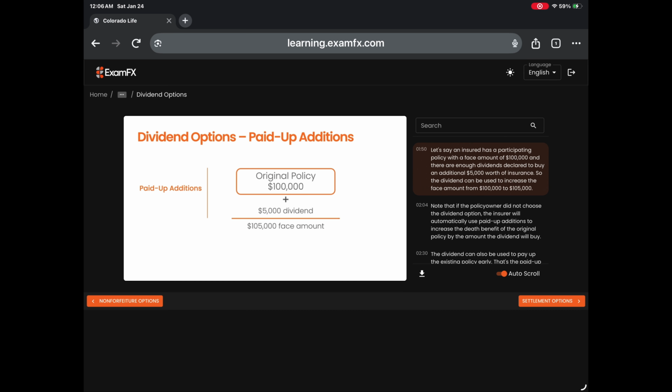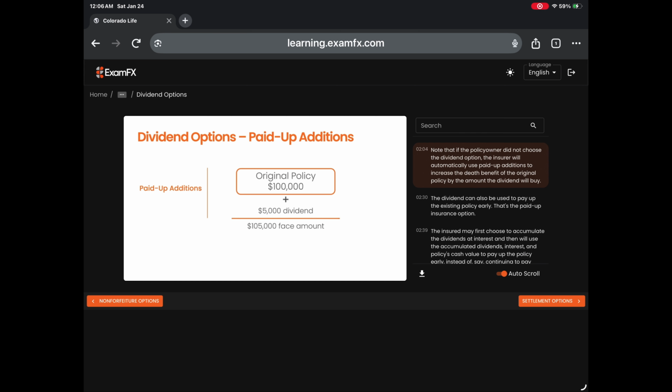Let's say an insured has a participating policy with a face amount of $100,000, and there are enough dividends declared to buy an additional $5,000 worth of insurance. So, the dividend can be used to increase the face amount from $100,000 to $105,000. Note that if the policy owner did not choose the dividend option, the insurer will automatically use paid up additions to increase the death benefit of the original policy by the amount the dividend will buy.